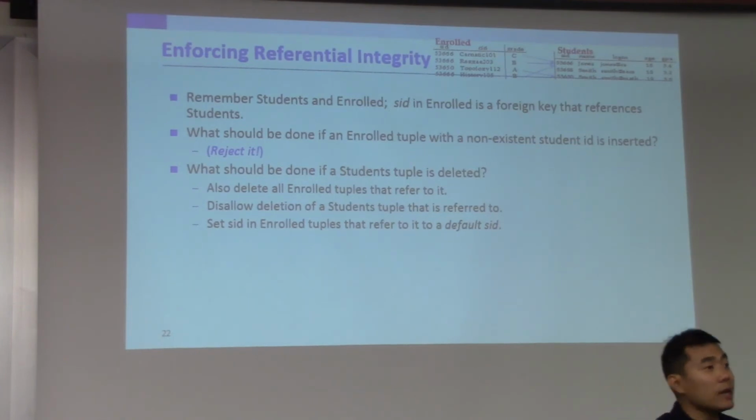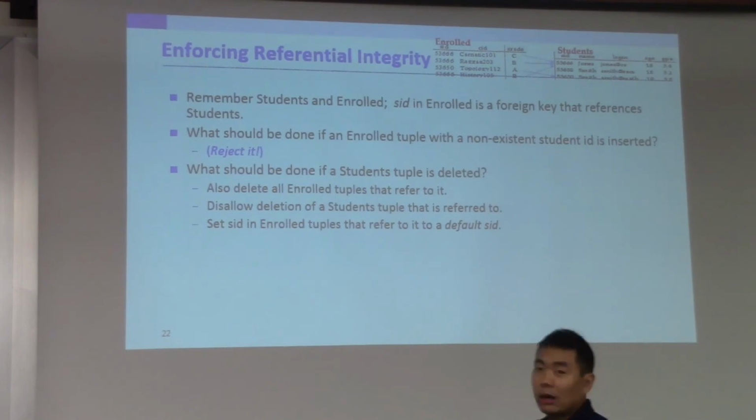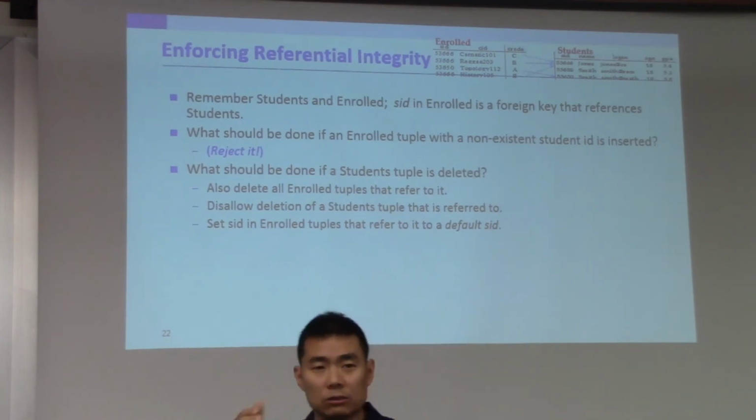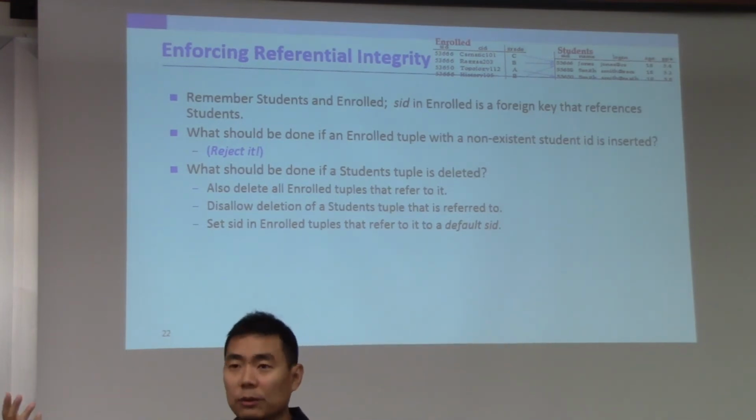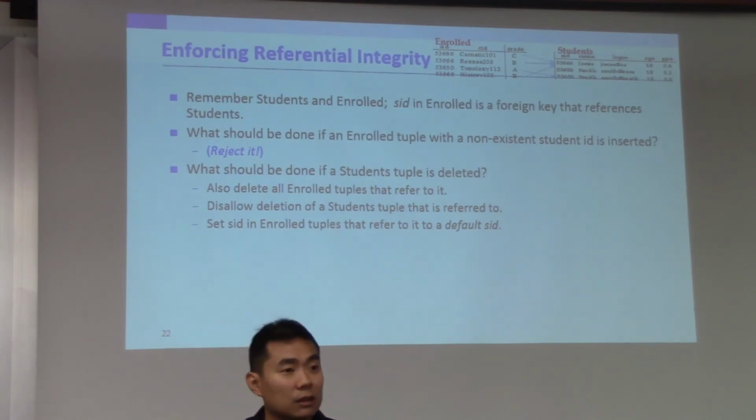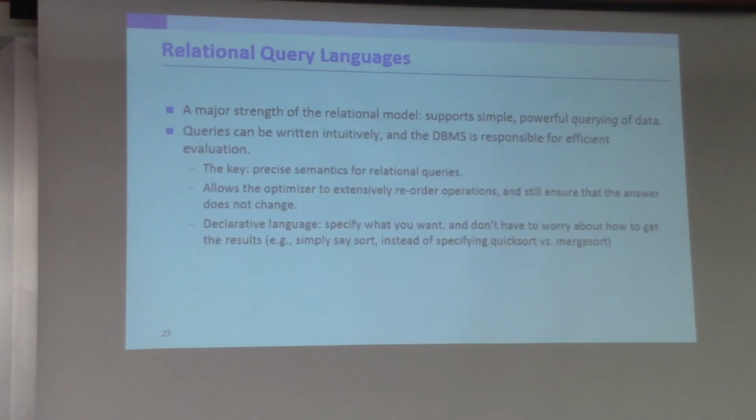But I no longer care about the student ID field because I'm doing aggregation analysis now, average or some kind of aggregation analysis. So I no longer care about the specific value of the student ID. In those cases, I can set the student ID in the enroll record, if a student is to be deleted, to some default value, right? Whatever that default might be. So those are different choices.